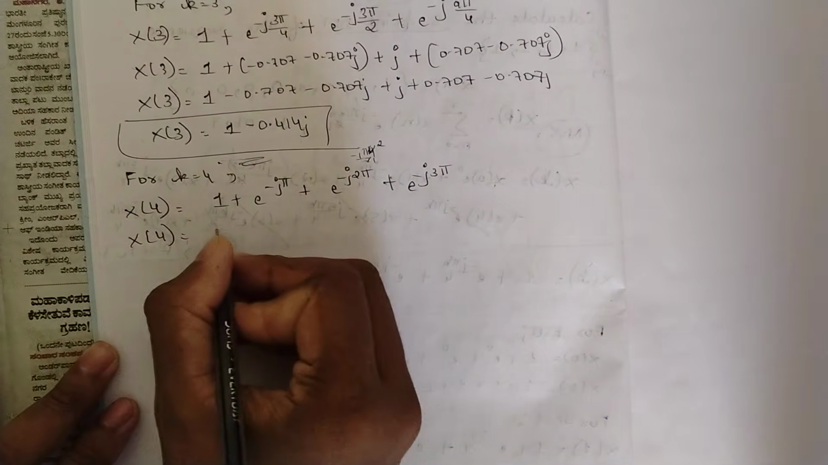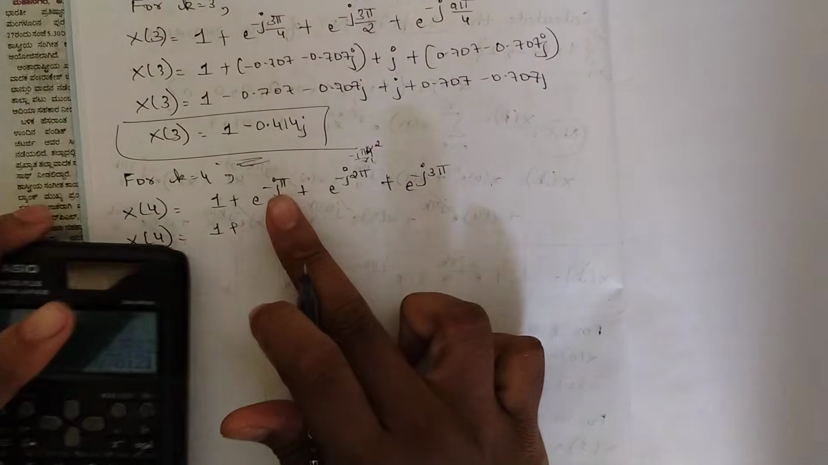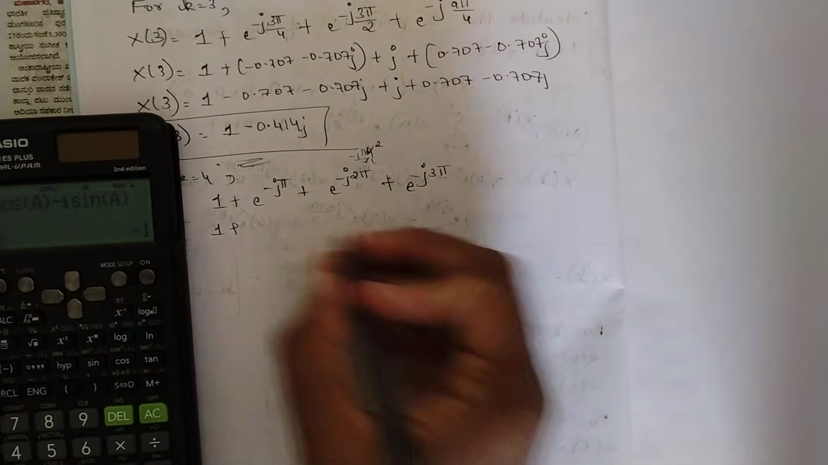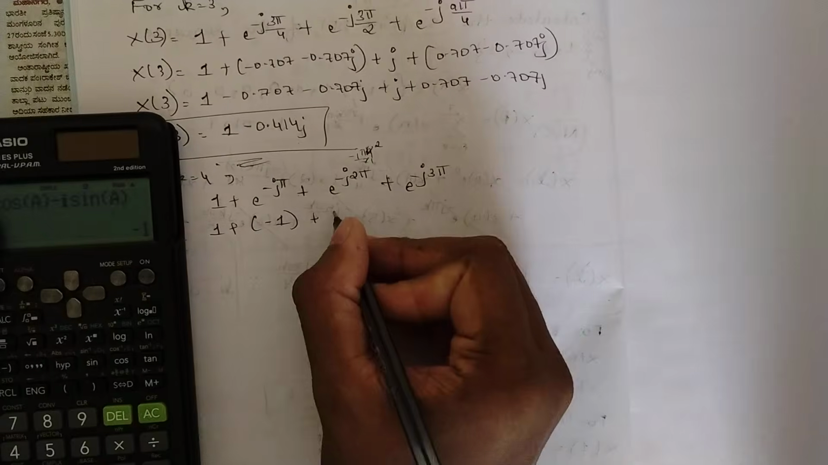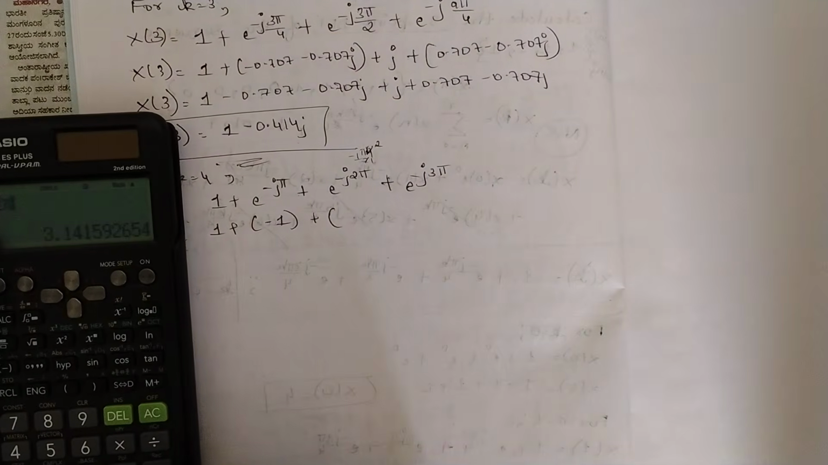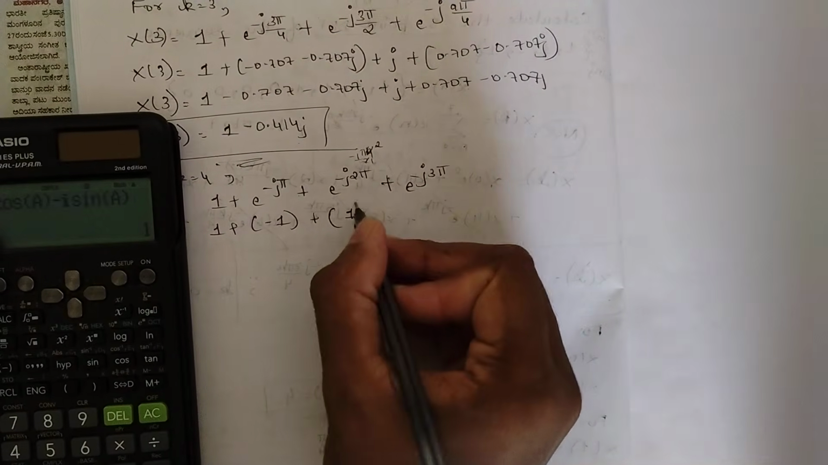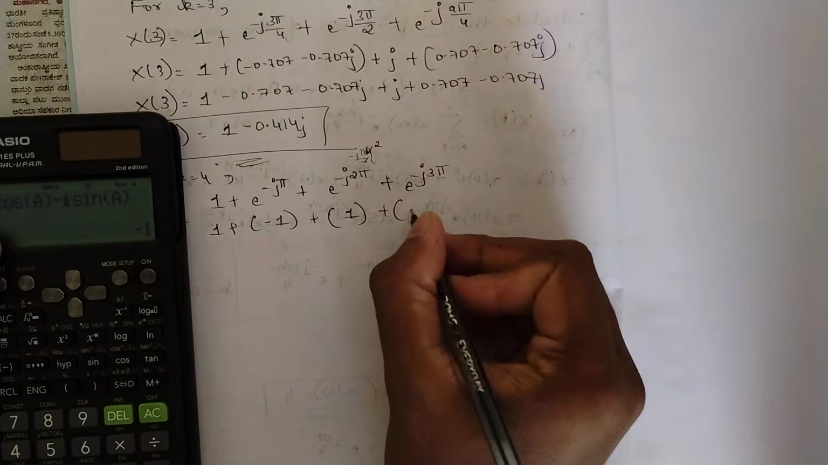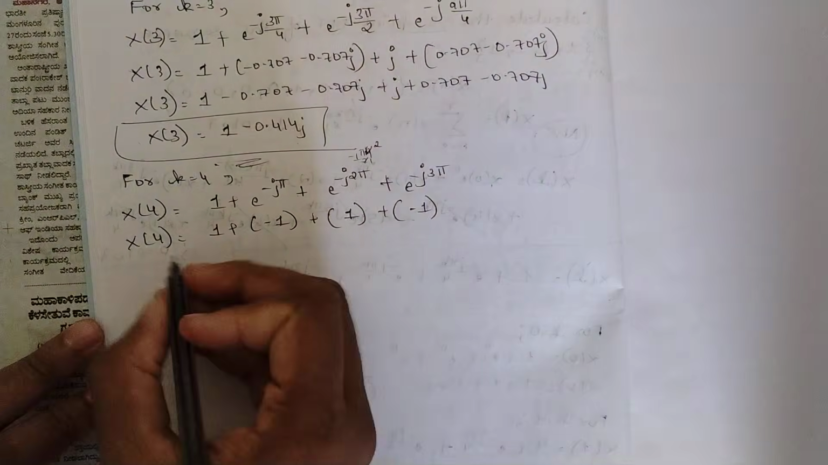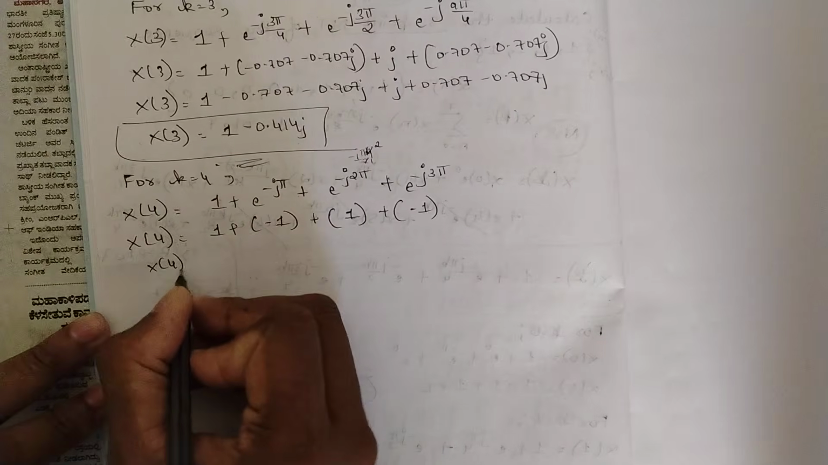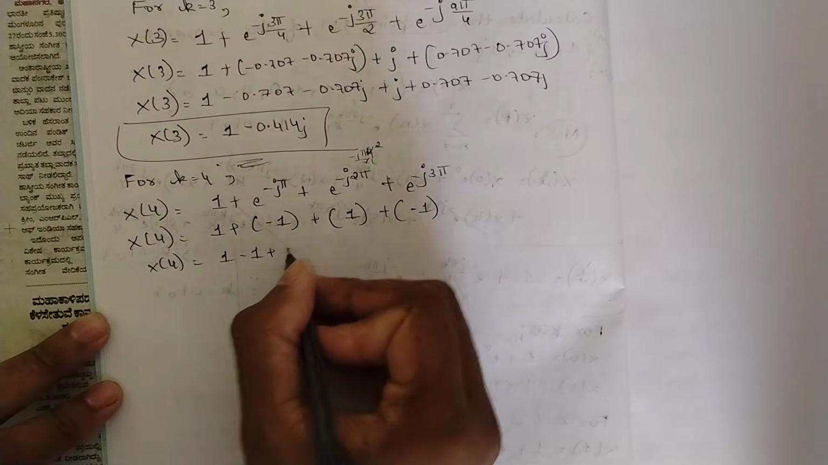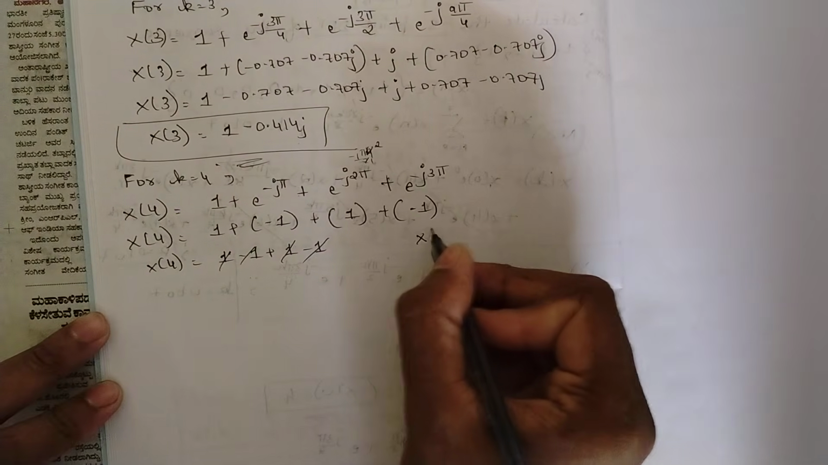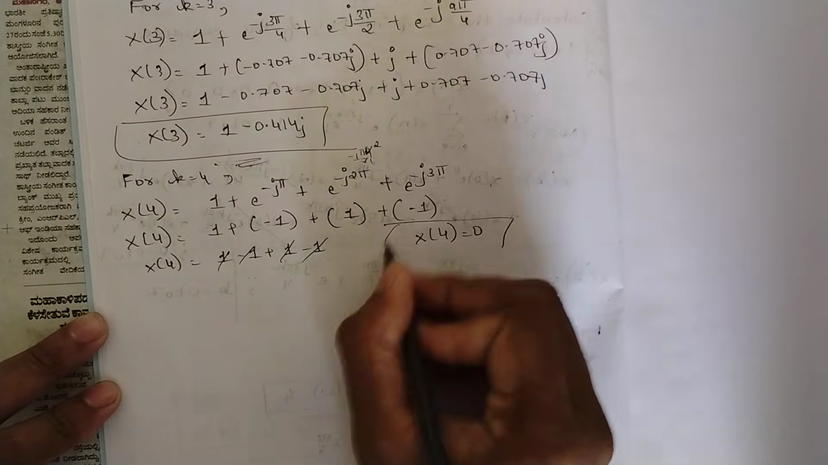Okay, so I am not wasting time in writing that. So x of 4 is equal to 1 plus, so now in place of theta we have pi, that is again minus 1, then we have 2 pi plus 1, then we have 3 pi minus 1. Okay, so that is x of 4 is equal to 1 minus 1 plus 1 minus 1, that is these all terms would be getting cancelled, x of 4 is equal to 0.